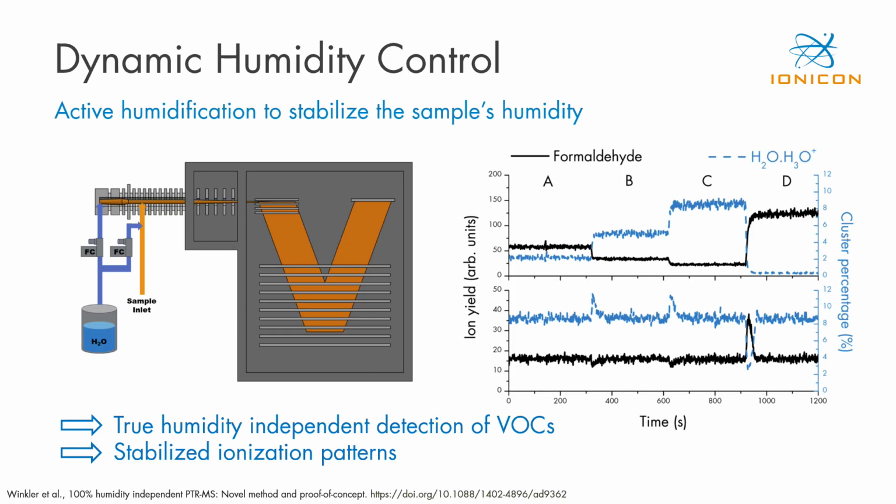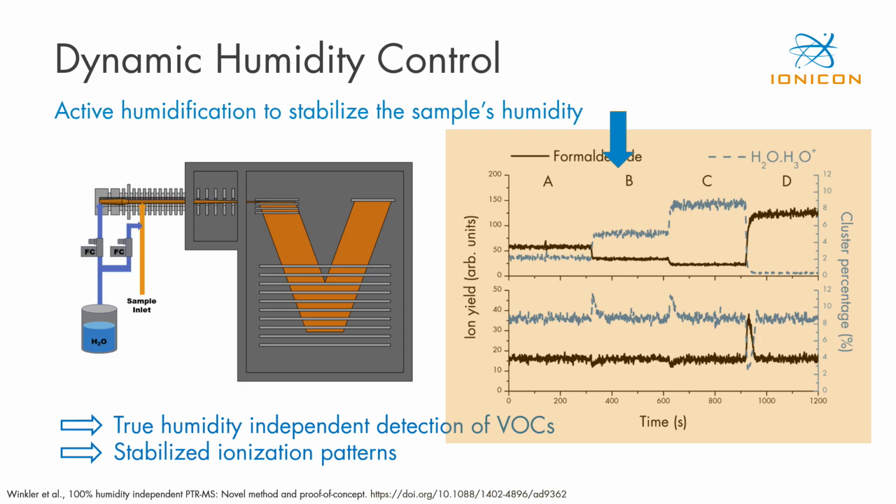Another feature that is implemented in the system is IONICON's new Dynamic Humidity Control, DHC. DHC compensates variations of the sample humidity by the controlled addition of water vapor to the sample flow with virtually no dilution effect. A very prominent ion chemistry example of strong dependence of product ion yields on sample humidity is the proton transfer between hydronium ions and formaldehyde. In this case, the effective sensitivity changes largely between dry and humid samples.